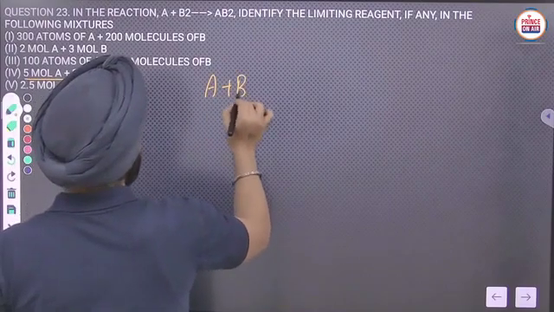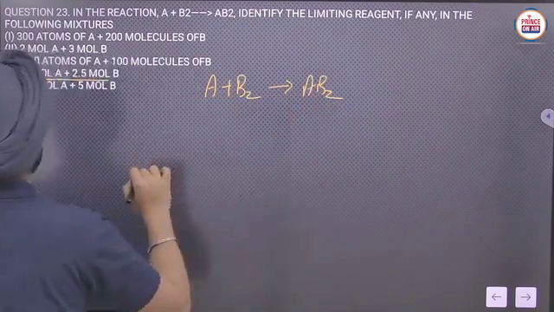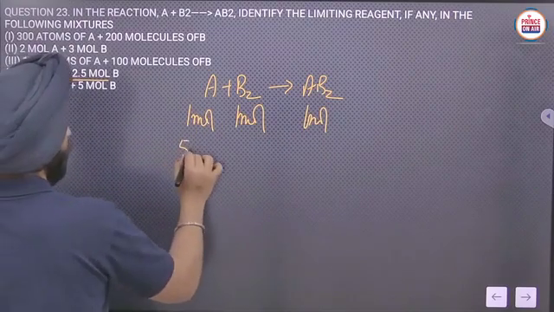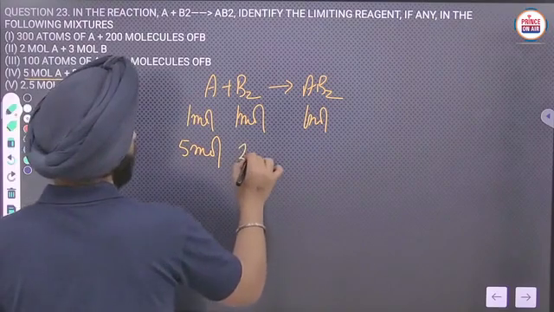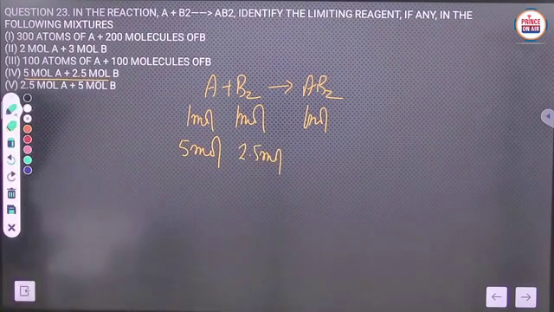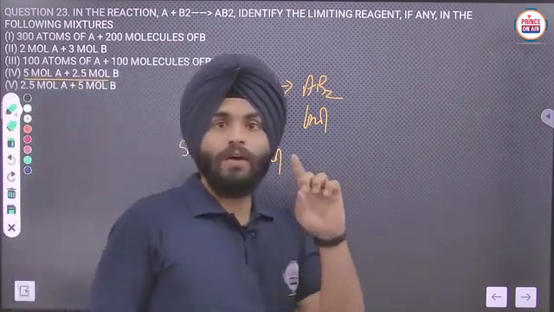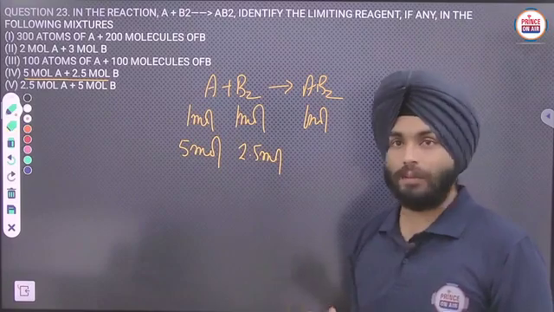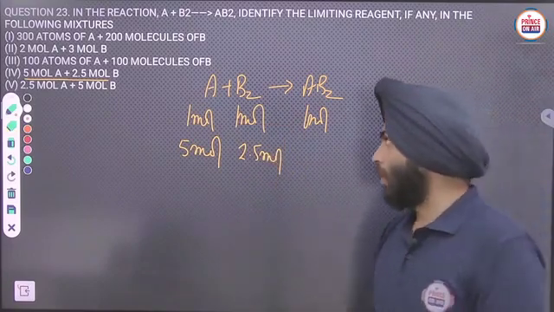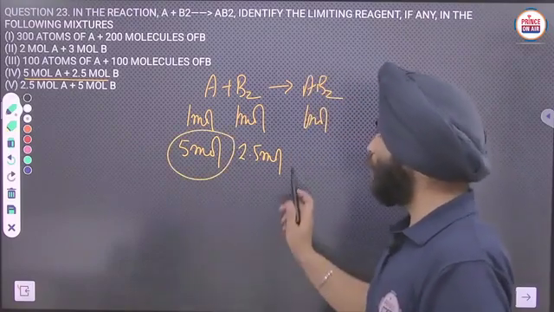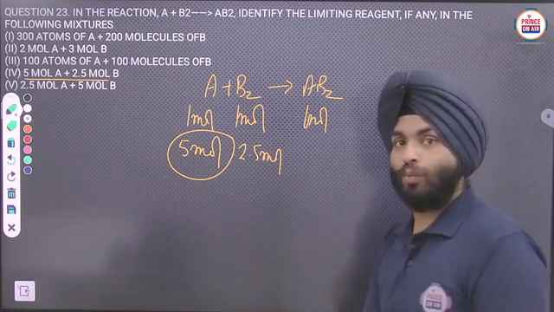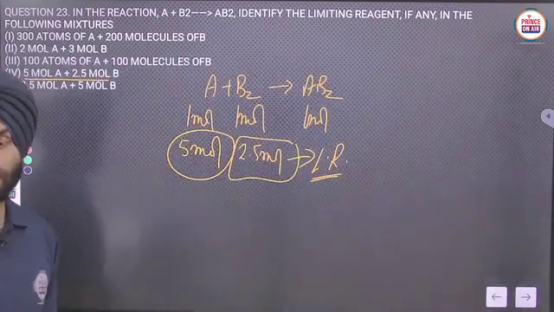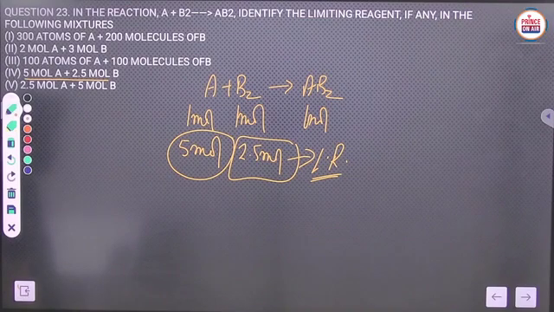So next one is A reacts with B2, it will form AB2. So 1 mole and 1 mole. Here A is given to you, that is 5 mole, and B2 is given to you, 2.5 mole. Now, for A we require 1 mole of A and 1 mole of B2. If we are having 5 moles of A, we require 5 moles of B2 molecules, but they are giving you 2.5 moles, which means it is the limiting reagent, or limited amount. So B2 will be in limited amount, or B is in limited amount here in the fourth part.